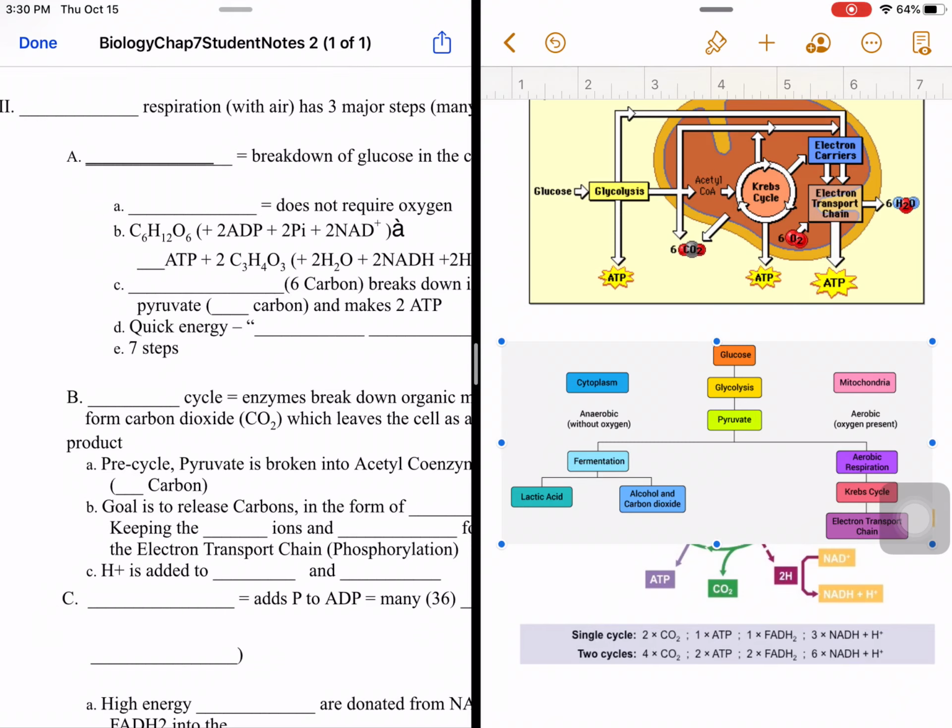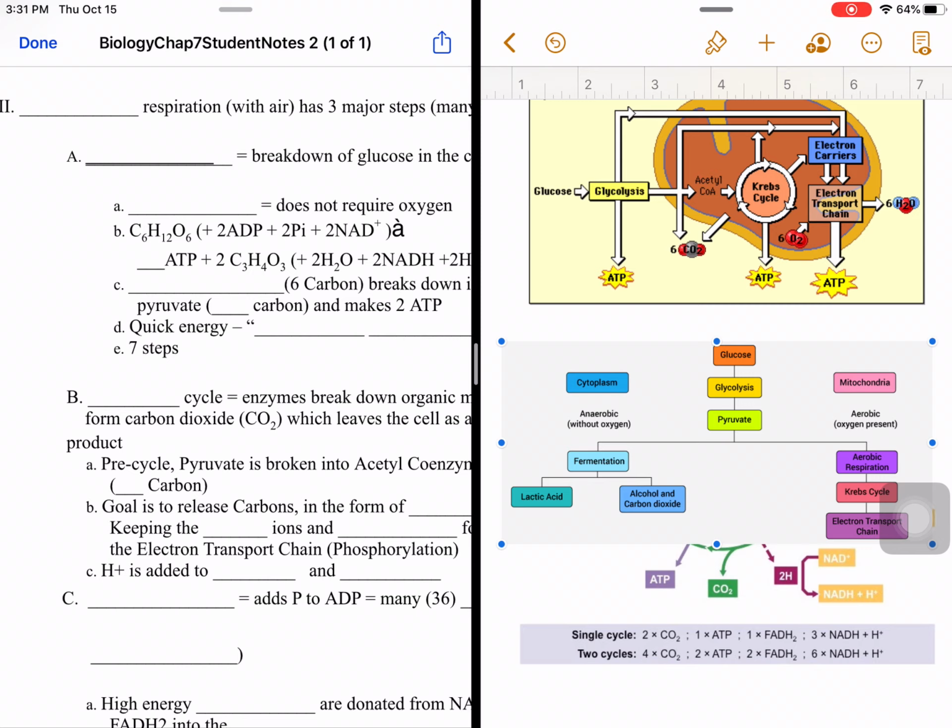These are going to be your cellular respiration notes part 2. We're going to start with aerobic respiration. Aerobic respiration means respiration with air, and it has 3 major steps but many smaller reactions. So we're going to walk through the 3 main steps, and I'll give you a little bit of detail on the smaller reactions as we go.